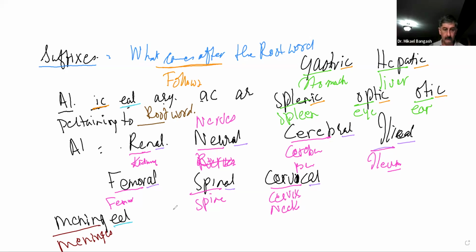Another one: esophageal, which is pertaining to the esophagus.